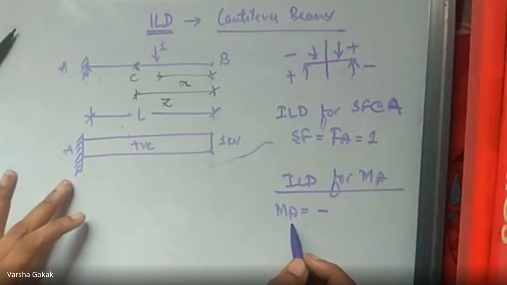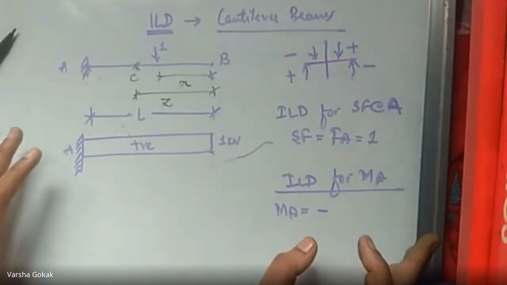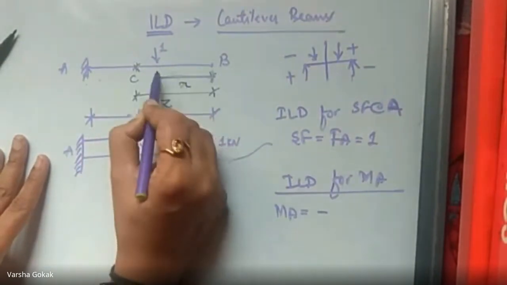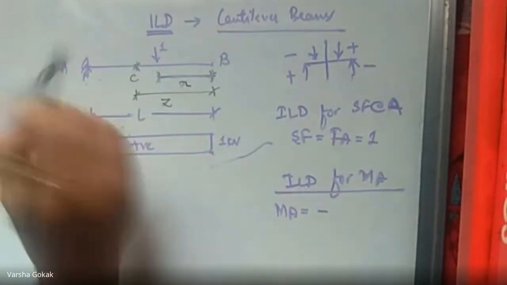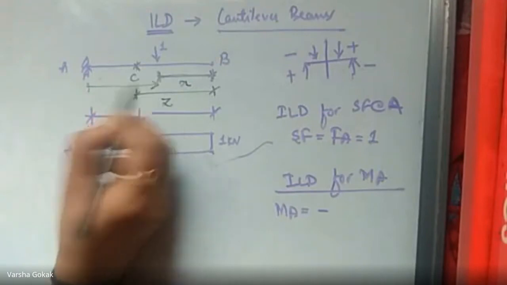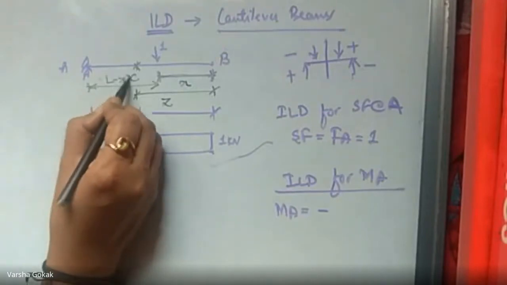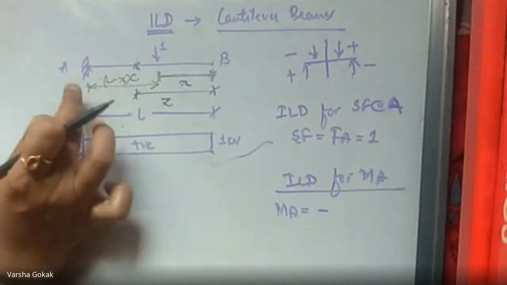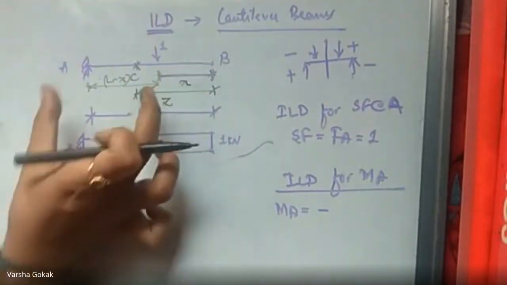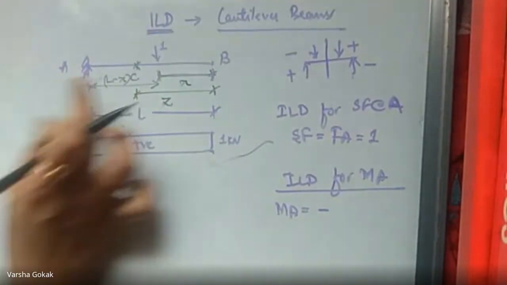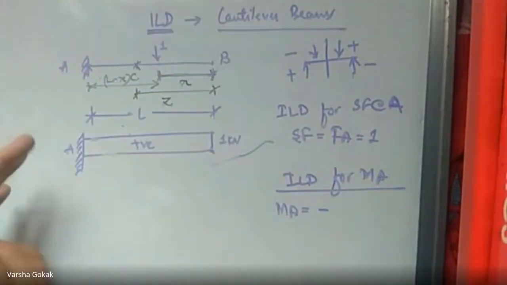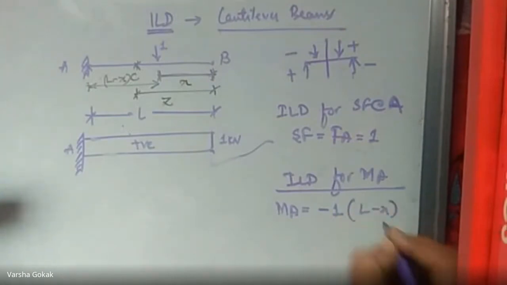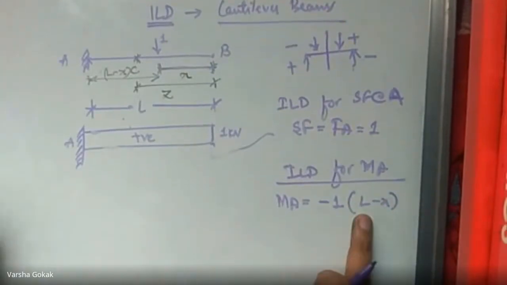And when I write the moment, what is the moment? Force into its perpendicular distance. So look at this. If this is x, where 1 kilonewton is acting, what is the remaining distance from here to here? L minus x. Total is L, this is x, this is going to be L minus x. So when I'm writing moment at A, it is force into this distance. So how do I write? Minus 1 is your force into L minus x. So this is your equation.